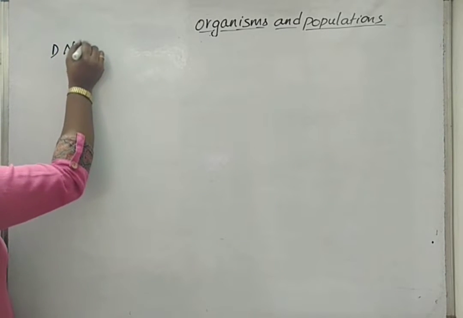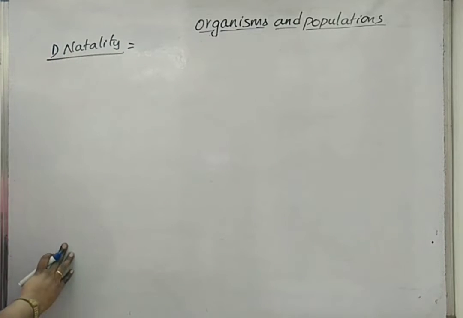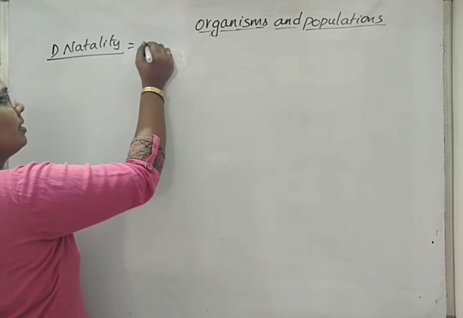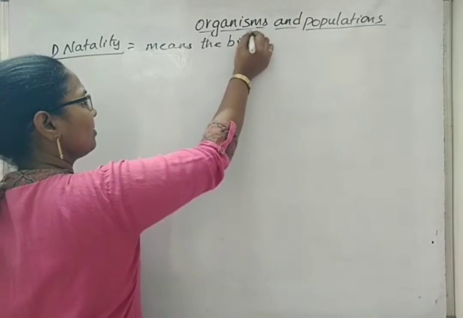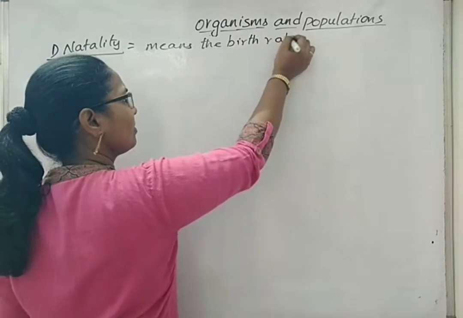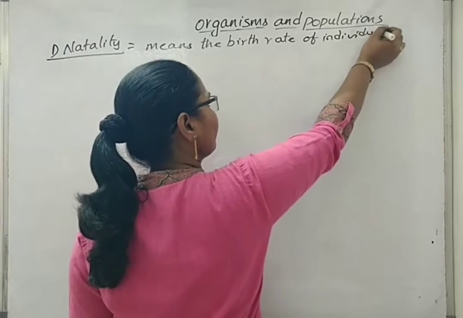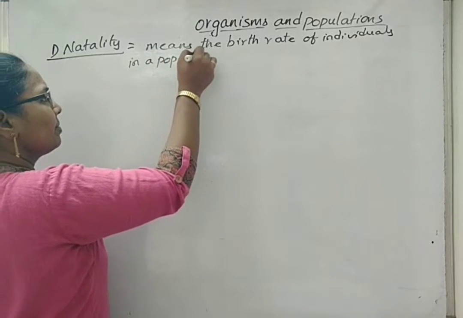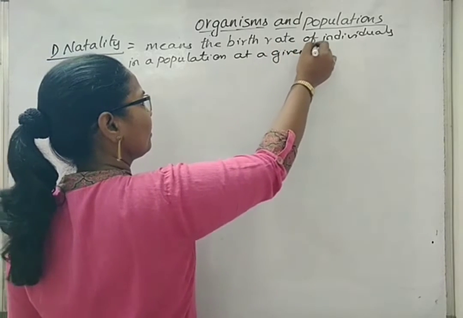First one, natality. Natality, as we have already learned, is nothing but the birth rate during a given period in a population. Natality means the birth rate of individuals in a population at a given time period.